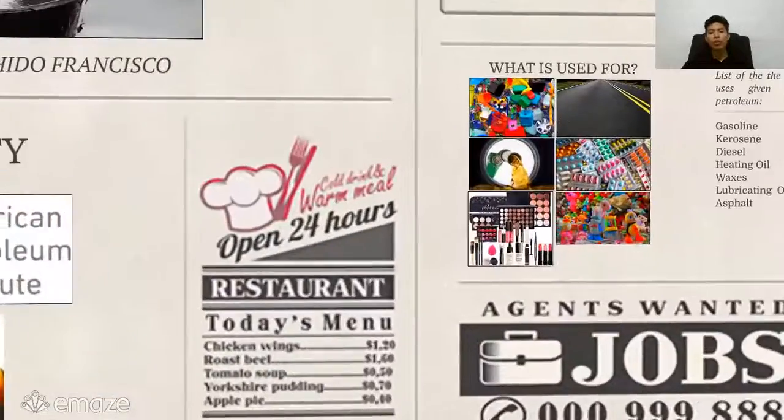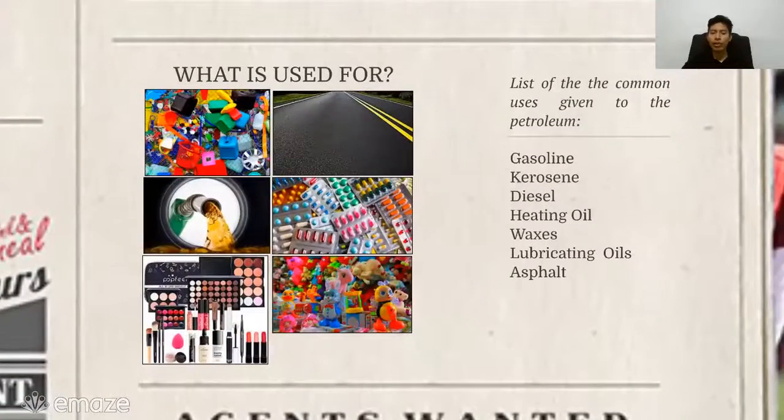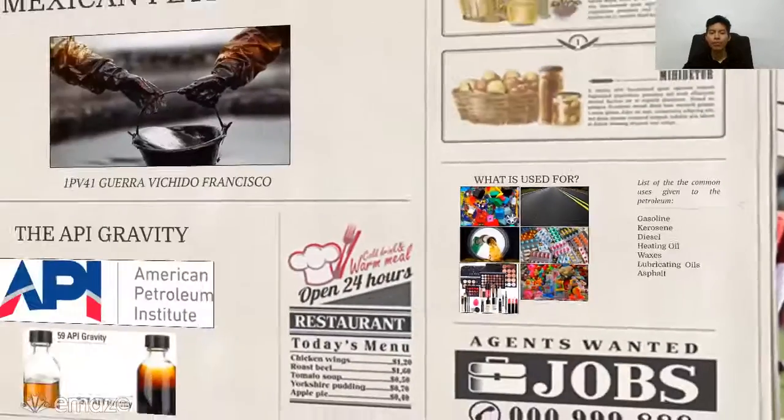Some of the most common uses of petroleum are gasoline, kerosene, distillates like diesel, heating oils, waxes, lubricating oils, and asphalt. But it is also used in the fabrication of plastics, drugs, and makeup.